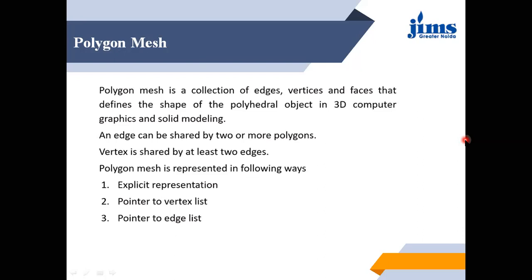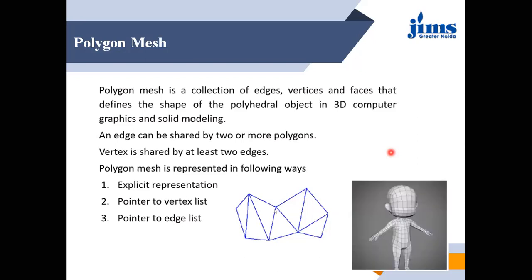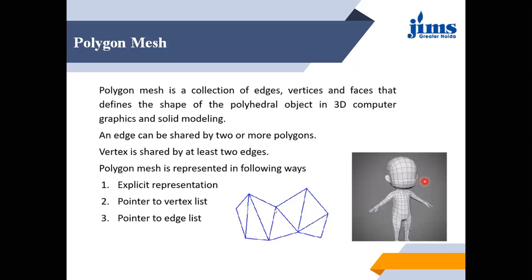to make a surface. Polygon meshes are represented in the following ways: either in explicit representation, or in pointer to vertex list, or pointer to edge list. As you can see over here, these are the different surfaces, and from here we can create a mesh of the planes based on the representation and with respect to vertices.